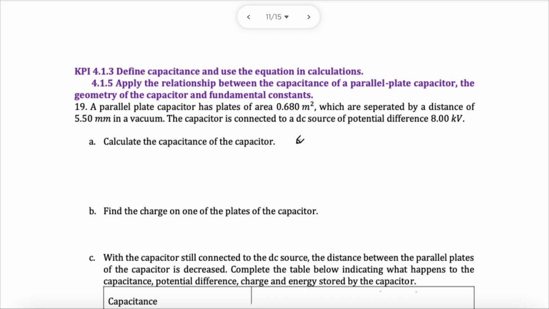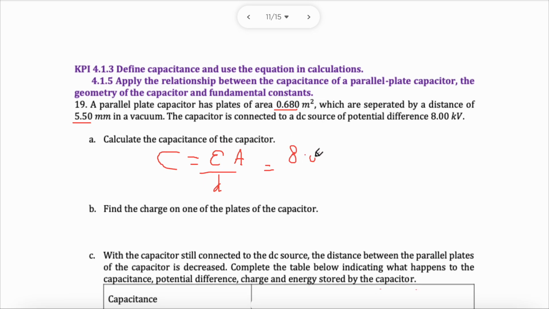Okay, moving on to a capacitor here. We're trying to find the capacitance. We have an area and a distance, so we can find the capacitance already. It's epsilon naught A over D. If you've forgotten what epsilon naught is, don't worry. It is written for you on the front page of your exam, and that is 8.85 times 10 to the minus 12.